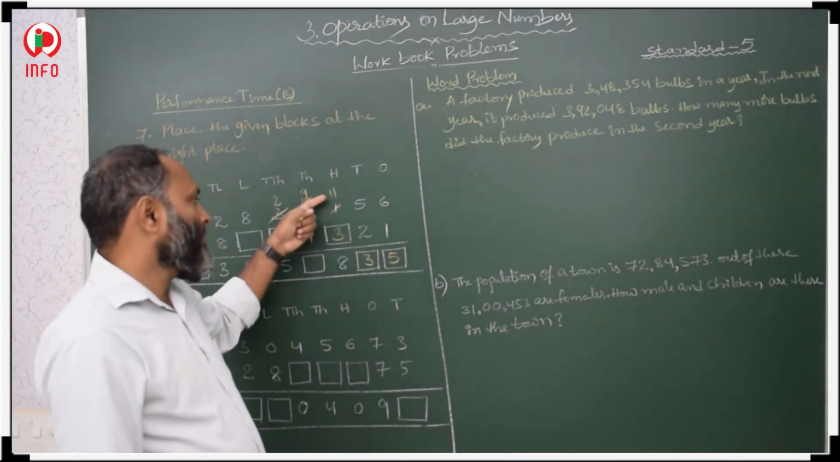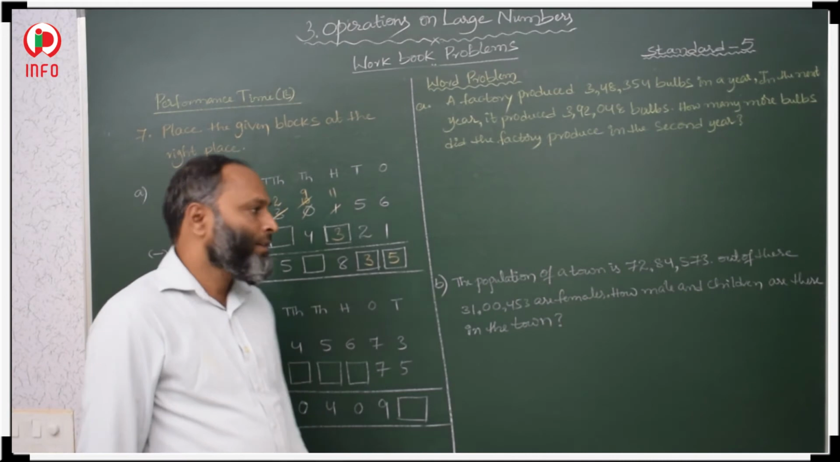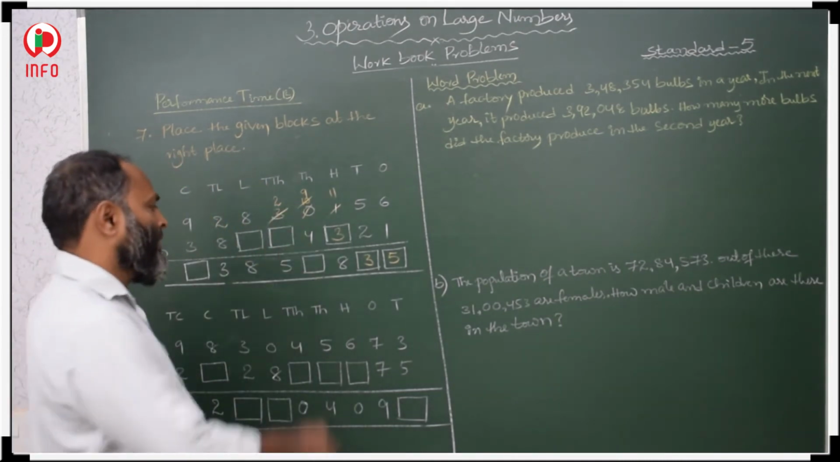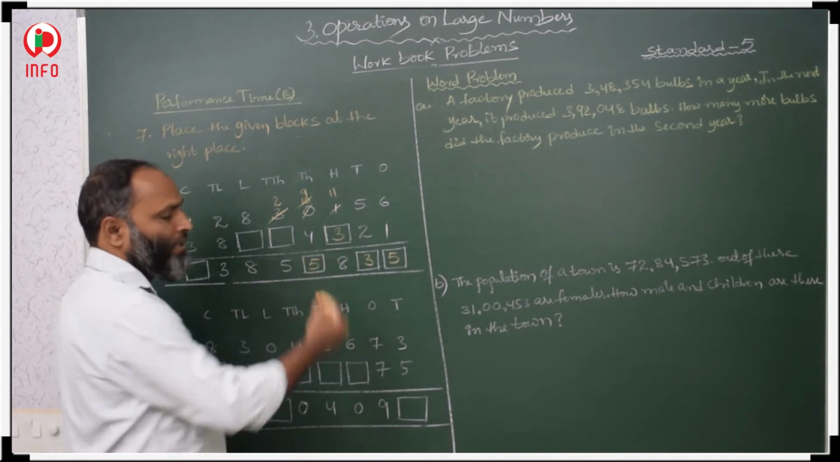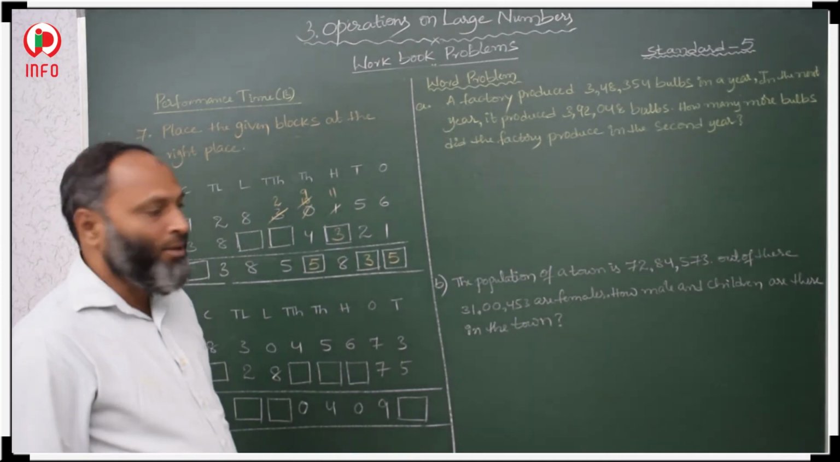Then you will get the same answer. 11 minus 3 is 8. Now 9 minus 4. 9 minus 4 is how much? 5. This is direct because my minuend is bigger after taking borrow from the next place.